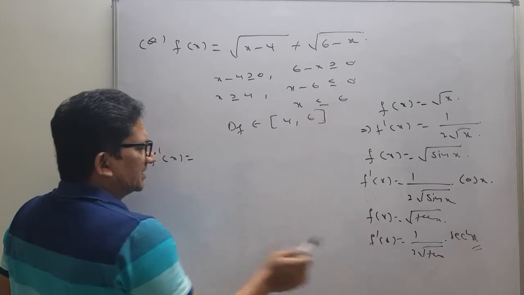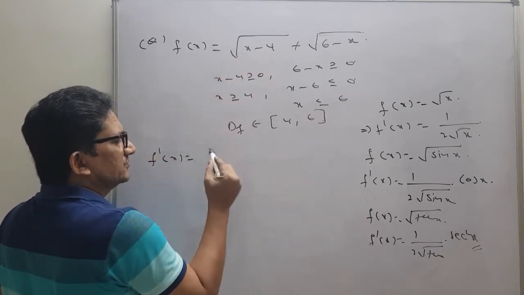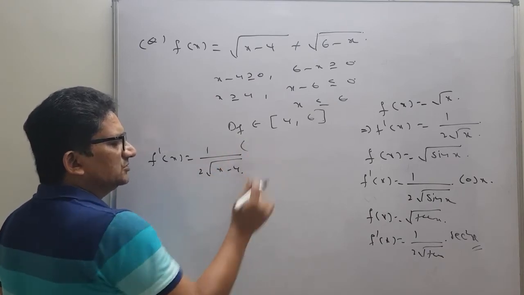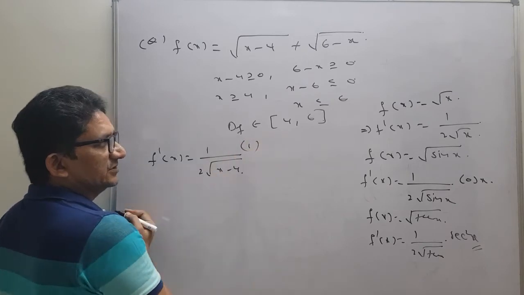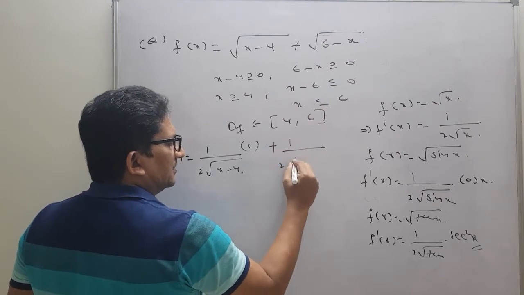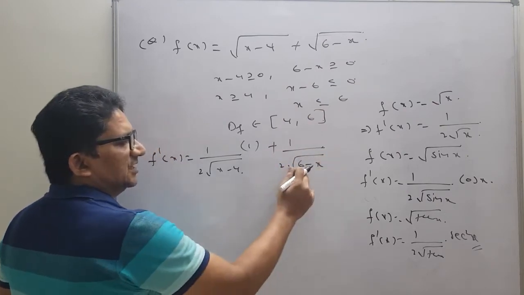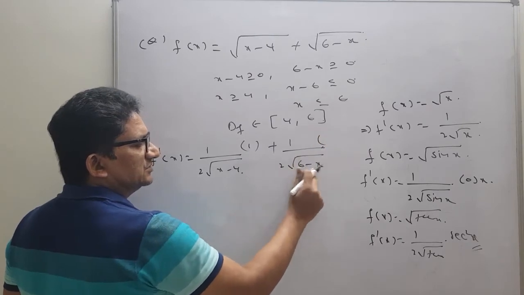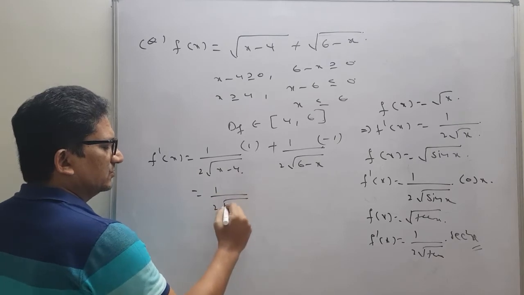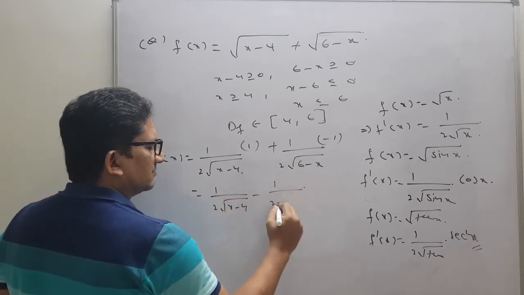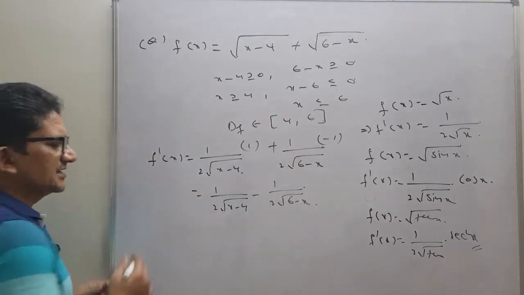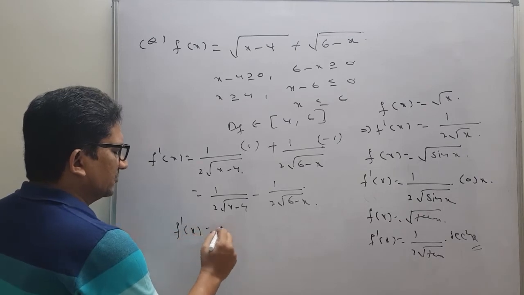Now by using this technique, f dash x equals, for root of x minus 4, the derivative is 1 by 2 root x minus 4 into the derivative of x minus 4, which is 1 only, plus for root of 6 minus x, 1 by 2 root of 6 minus x into the derivative of 6 minus x. 6 derivative is 0, minus x derivative is minus 1. So we get 1 by 2 root x minus 4 minus 1 by 2 root 6 minus x. Now we will check, can we get any stationary point over here?